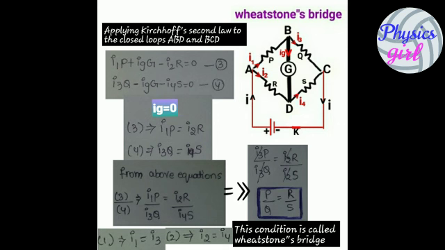LHS part, that is I1P by I3Q. In place of I1, we are replacing I3. Then we get I3P by I3Q. I3 cancels. Then we get P by Q in the LHS part. Now coming to the RHS part, I2R by I4S. In place of I4, we are replacing I2. Then we get I2R by I2S. I2 cancels. Then we get R by S in the RHS part. P by Q is equal to R by S. This condition is called the Wheatstone bridge condition.